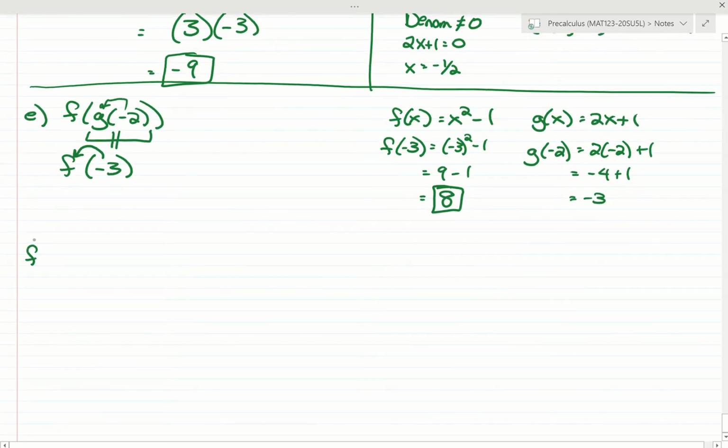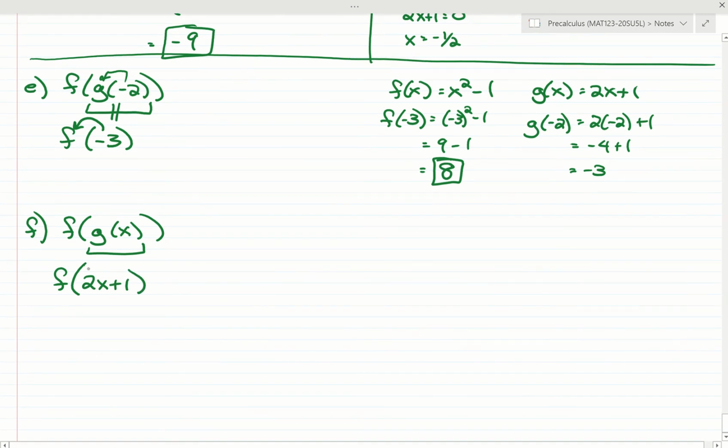Lastly, let's do letter f. And letter f says let's figure out f of g of x. Well, first figure out the inside. The inside g of x was 2x plus 1. And what happens when we plug 2x plus 1 in for the x in f? So instead of saying x squared minus 1, we're plugging in 2x plus 1 there. Okay, oh gosh, please don't do this.